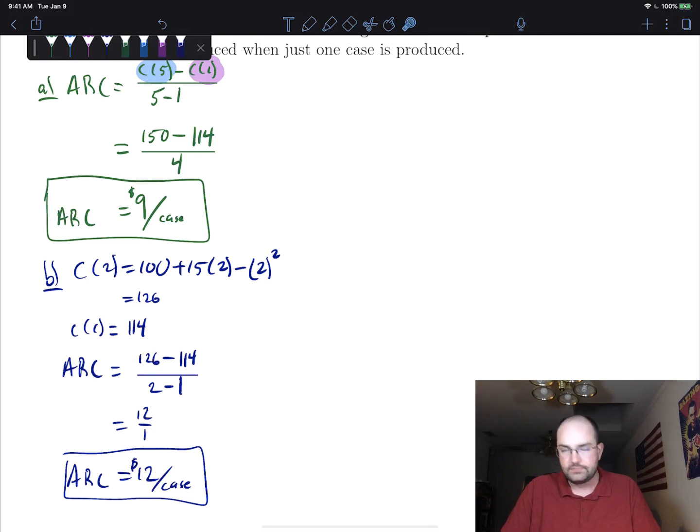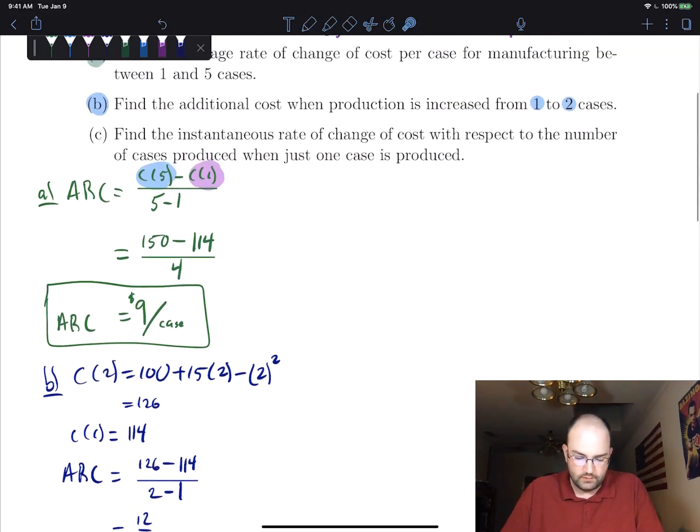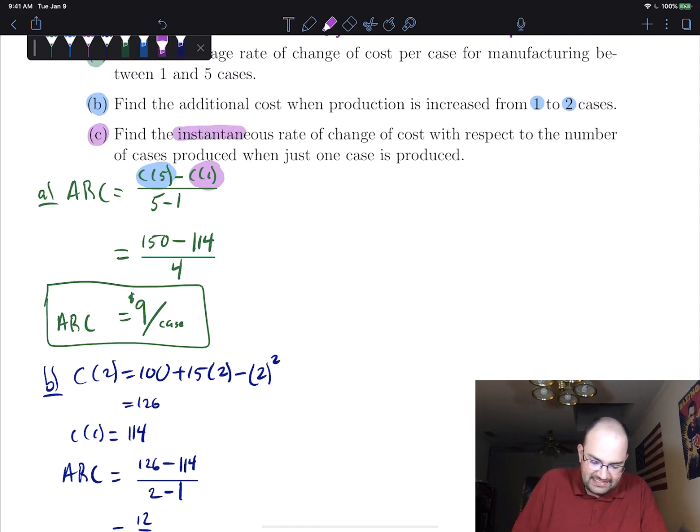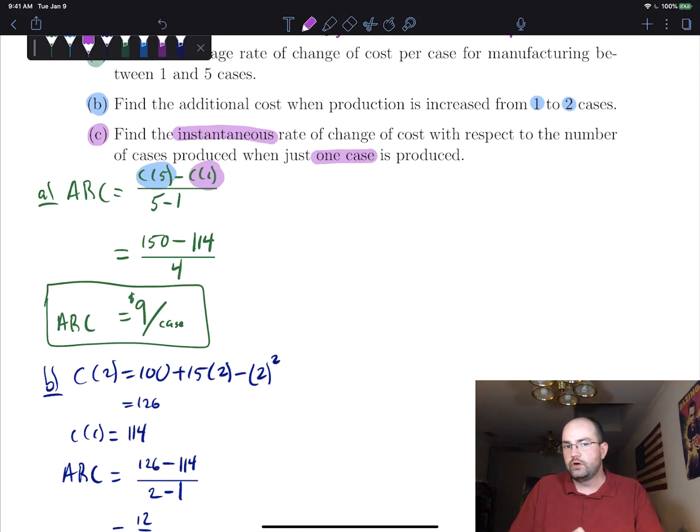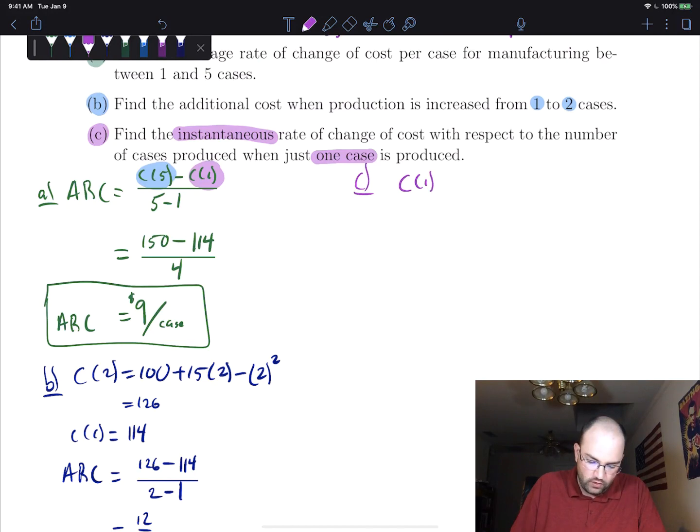Now, if we look at this, letter C says to find the instantaneous rate of change of cost with respect to the number of cases produced when just 1 case is produced. So for this one, we want to say the instantaneous rate of change with just 1 case. In other words, when x is equal to 1. To do this, we're going to need to know a couple of things. We need to know that C of 1 is, first of all, we already know that to be 114.